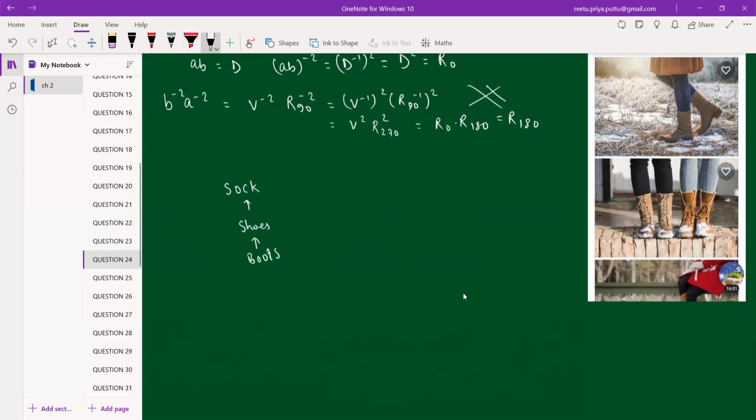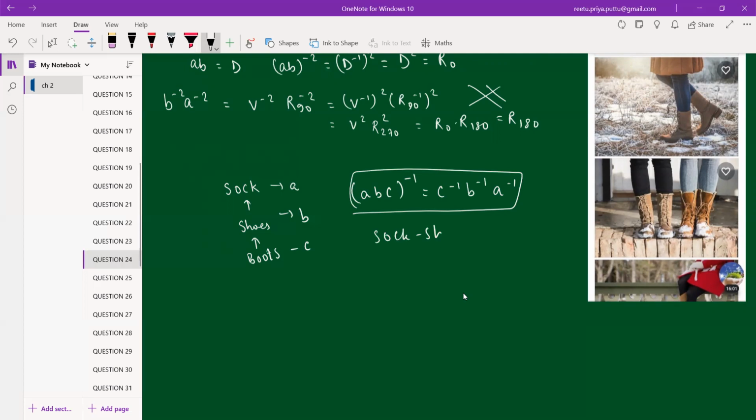So if you have to take it out, consider this A, B, and C. We wear them in this order. But if we want to inverse the process, we have to first take out our boots, then shoes second, and then socks last. So this is how you can consider this property as the sock, shoe, boot property.